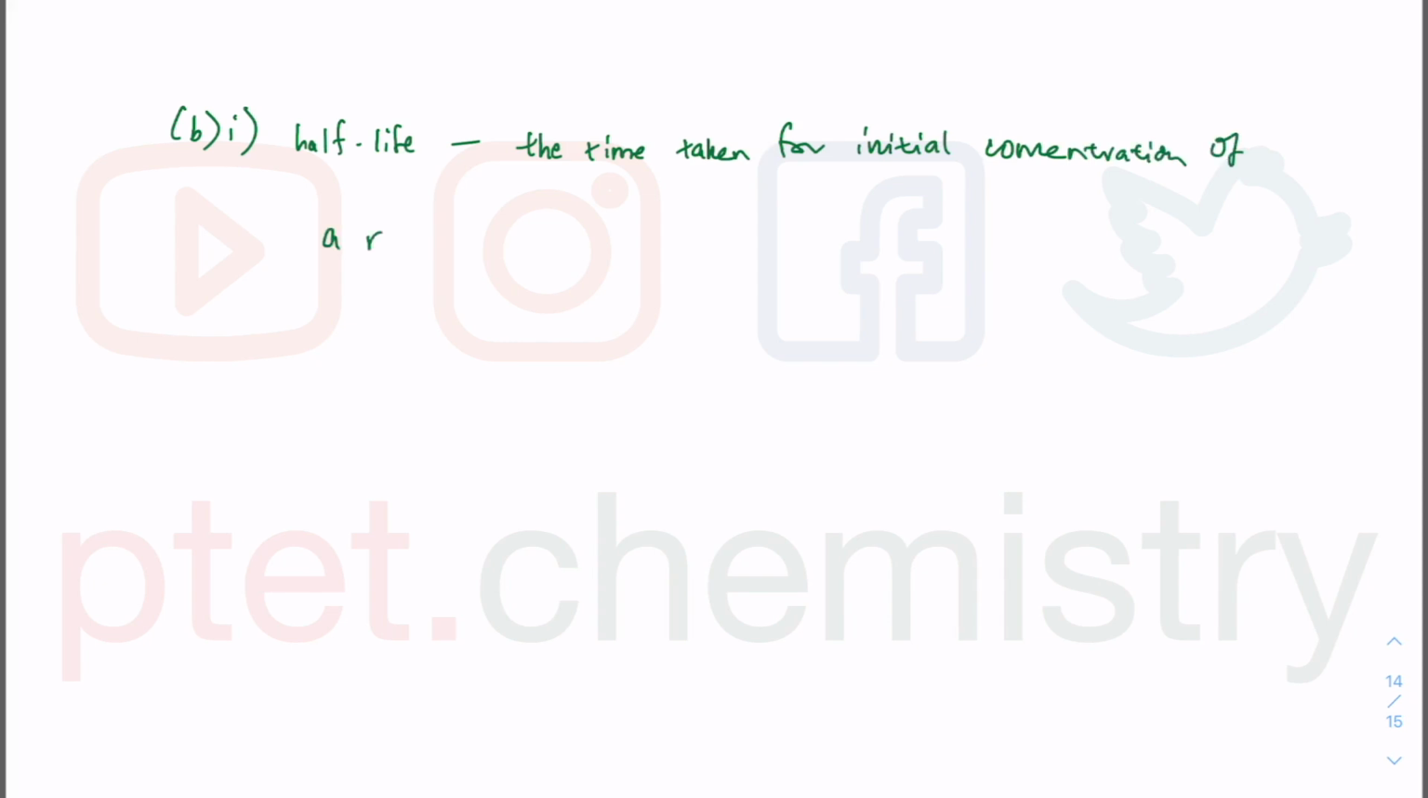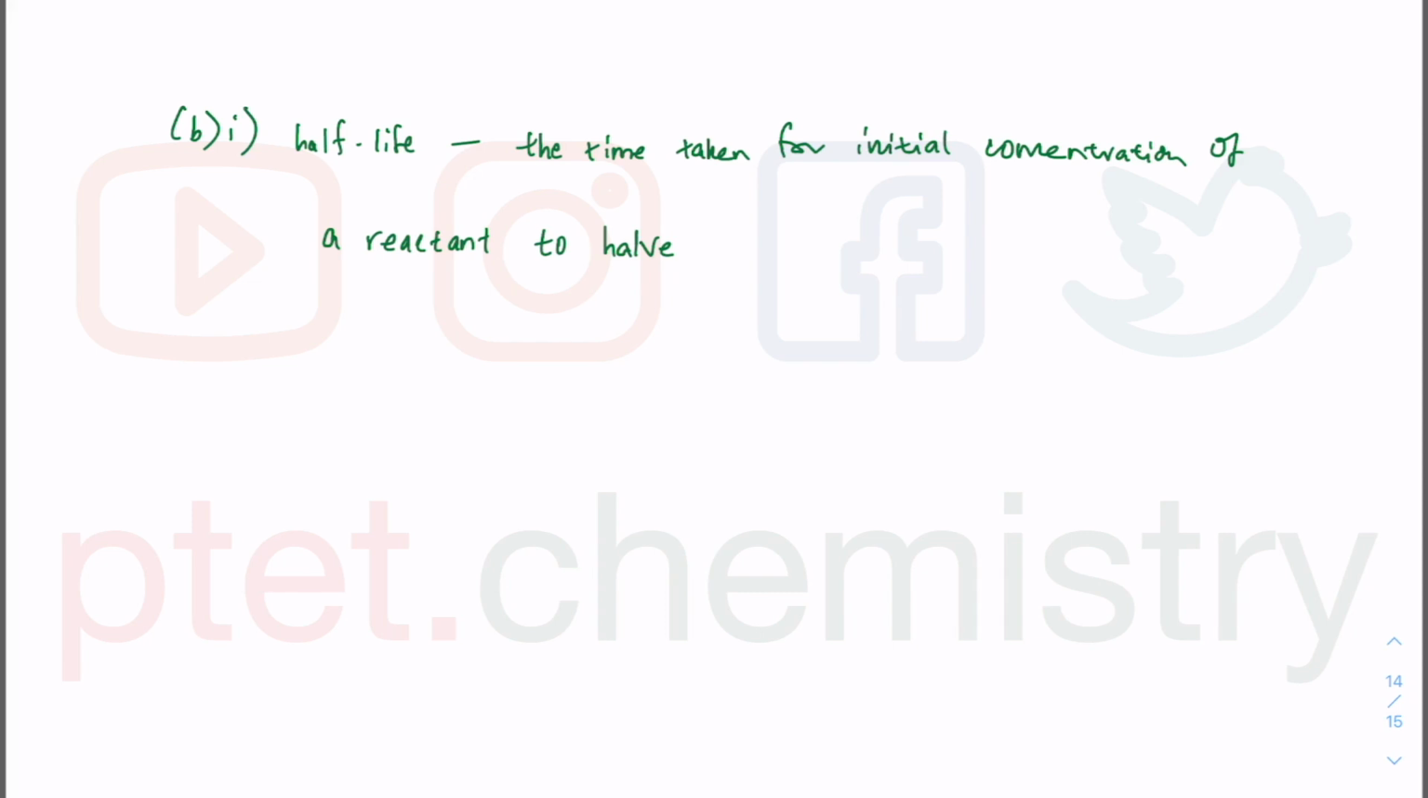Part B, so question B, they give us a graph of how the N2O5 changes with time. So B part 1 is explain half-life. So these are basic definitions. What I mean is you gotta be ready for this kind of definition. So it's the time taken for the initial concentration of a reactant to fall to half its initial concentration. Okay, so it's the time taken for that initial concentration to go to half its value, or to just halve there.